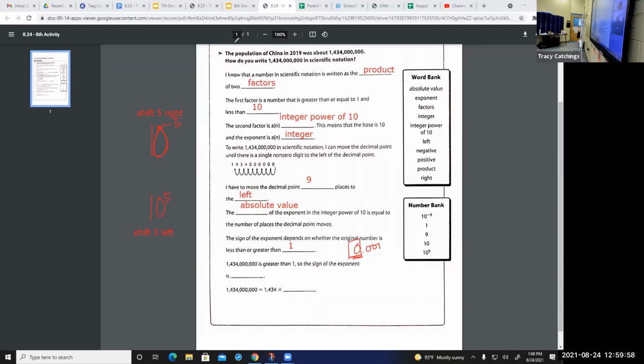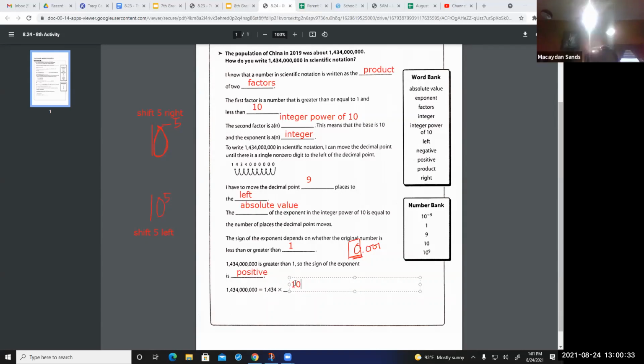All right, at the end it says 1,434,000,000 is greater than 1. So the sign of the exponent is what? Positive. Good job, McCaden. I'm sorry. All right, so make sure we understand. We shift left, positive; we go right to get those small numbers, it'll be negative. So then at the bottom, they said 1,434,000,000 is equal to 1.434 times what? 10 to the 9th power, and that's pretty much what we had already stated up top.